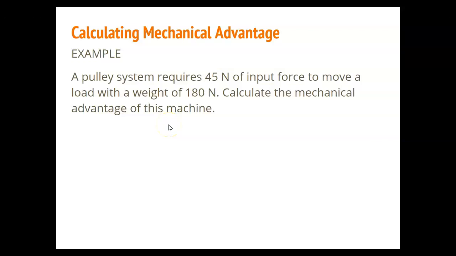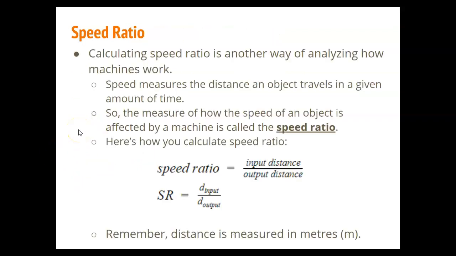Okay, so now we've worked through that first example. Let's jump into calculating the next bit here. So we're going to move into talking now about speed ratio. Speed ratio is linked to mechanical advantage, but I kind of like thinking about it as a bit of an opposite sort of thing.